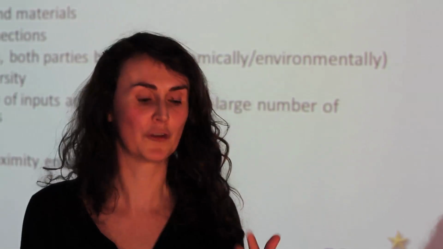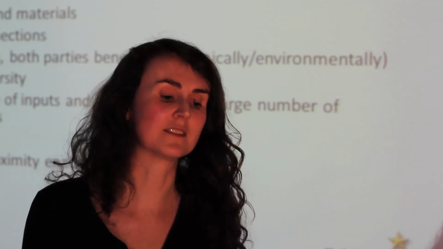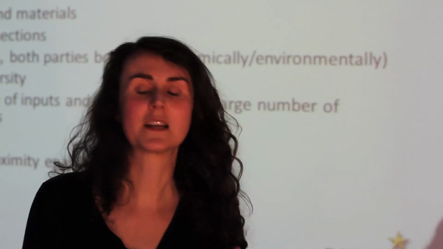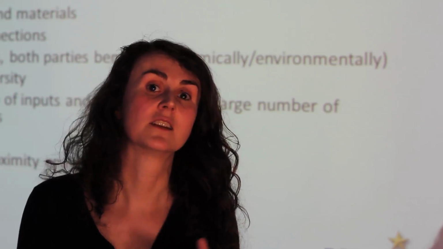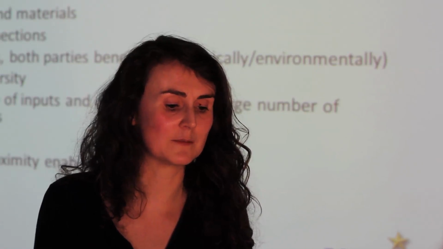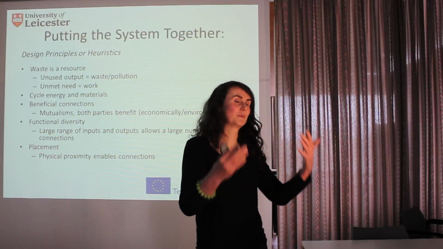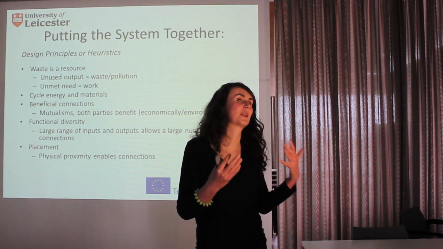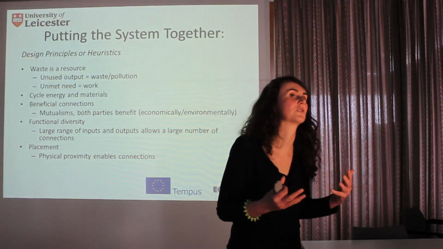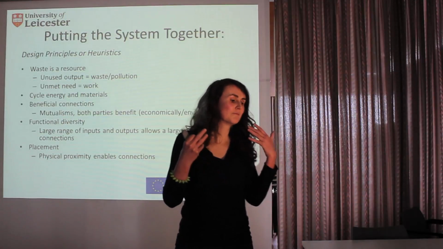We don't just have one or two industries. If we have a large range of inputs and outputs in the system, we can have a large number of connections. So firstly, try to meet or connect everything that's already there in the system, but think about putting in key industries, putting those new elements that you've generated in place so that you have sufficient functional diversity to produce a whole ecosystem.